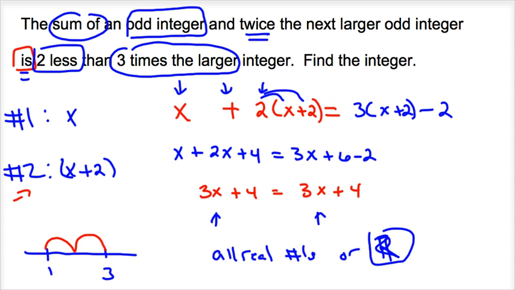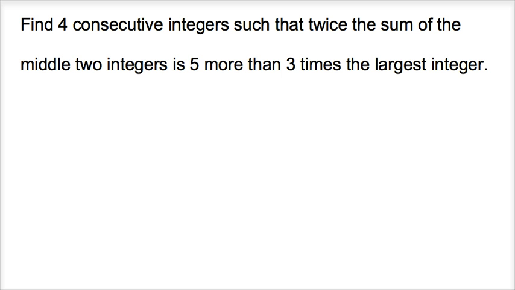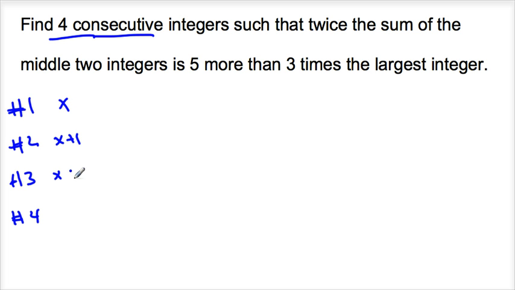And let's take a look at one more. 4 consecutive integers such that twice the sum of the middle 2 integers is 5 more than 3 times the larger. Another mouthful. So we got 4 consecutive integers. Let's start there. So we got 1, 2, 3, and 4 integers consecutive. Okay, they're not consecutive odd, not consecutive even, just consecutive. So x, x plus 1, x plus 2, and x plus 3. These are my consecutive integers.